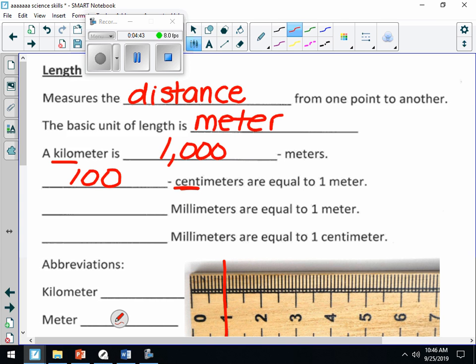Millimeters. How many millimeters are on this meter stick? Catherine, how many millimeters are on that meter stick? How many millimeters? So do we want to count them all? 1, 2, 3, 4, 5, 6, 7, 8, 9, 10, 11, 12, 13, 14, 15, 16, 17, 18, 19, 20, 21, 22, 23, 24, 25, 26, 27, 28, 29, 30. Is there an easier way to do this? How many millimeters are on a meter stick?